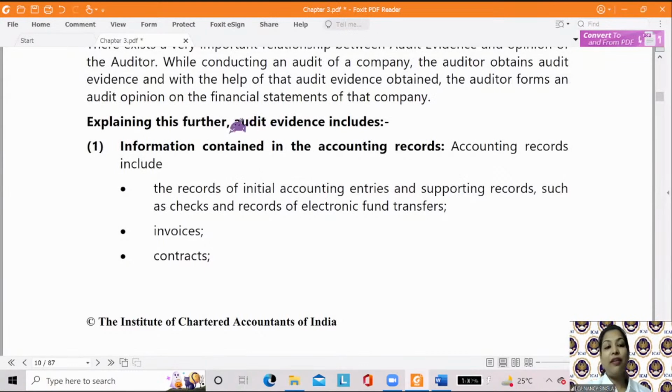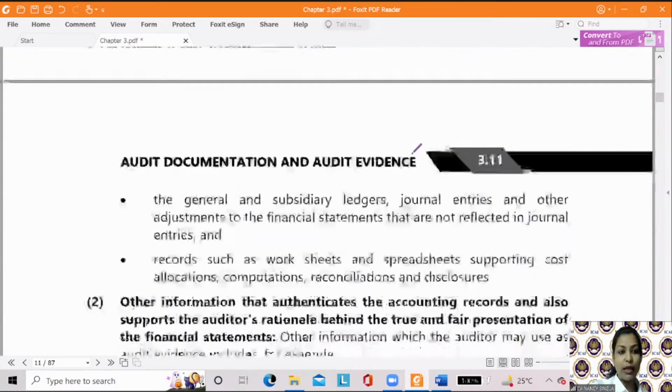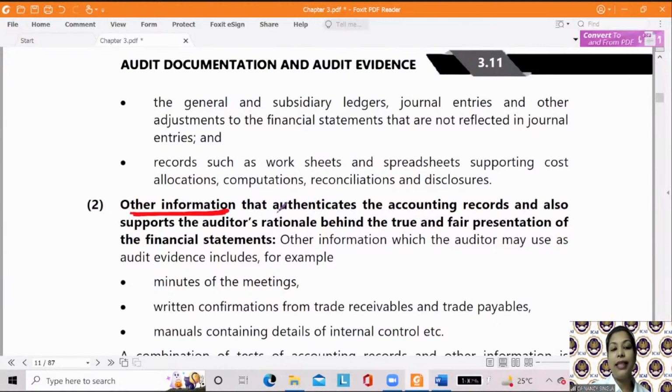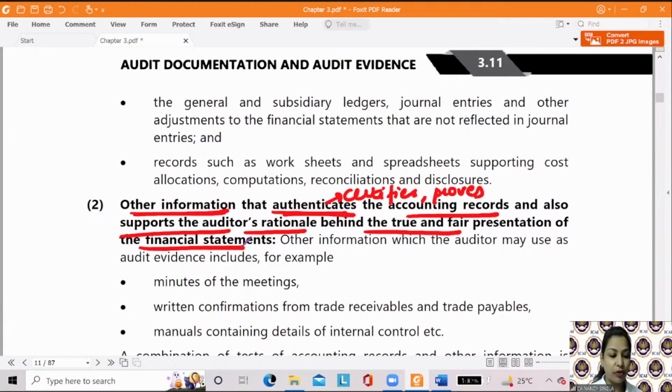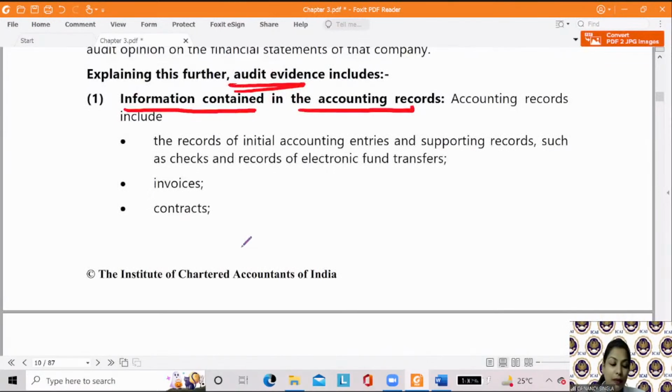So, see, what was audit evidence? Information. It includes information contained in the accounting records, the ones appearing in the accounting records, and other information that authenticates the accounting records. Authenticates is what? That certifies or that proves. Also supports the auditor's rationale behind the true and fair presentation of the financial statement. So two types of information are there. Okay? Now students, tell me, can I use ledgers or the general entries or the various contract copies as audit evidence? Yes or no? Quickly send in your reply, yes or no.